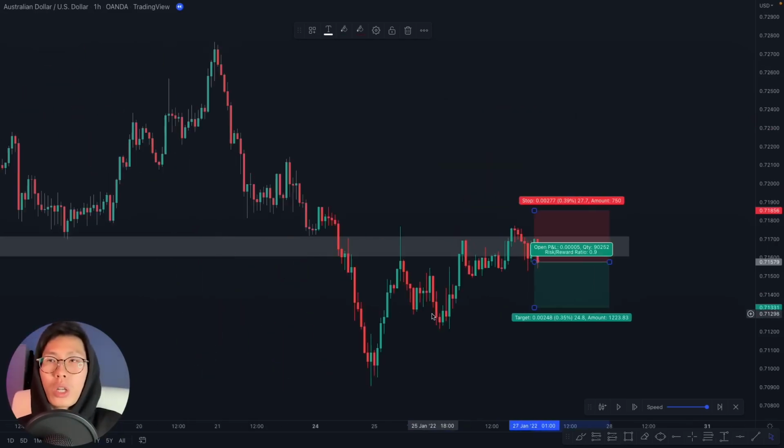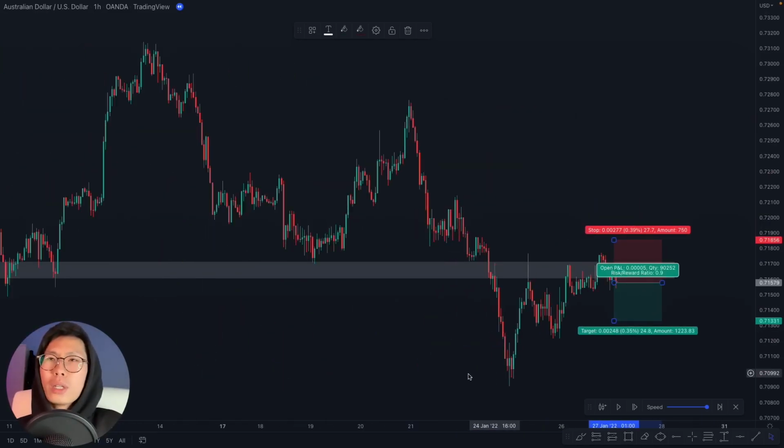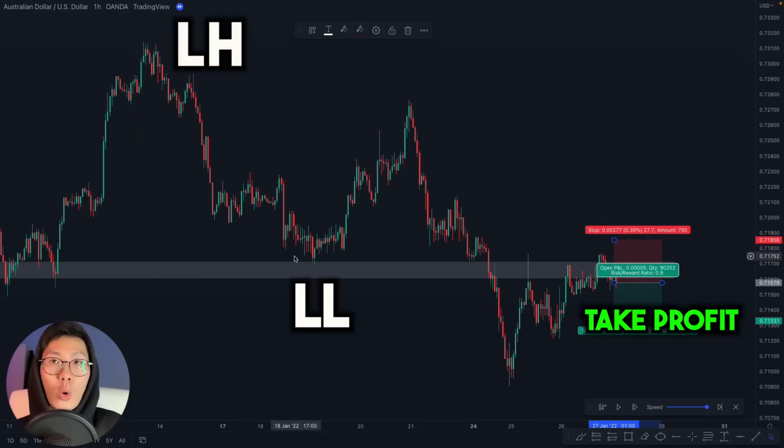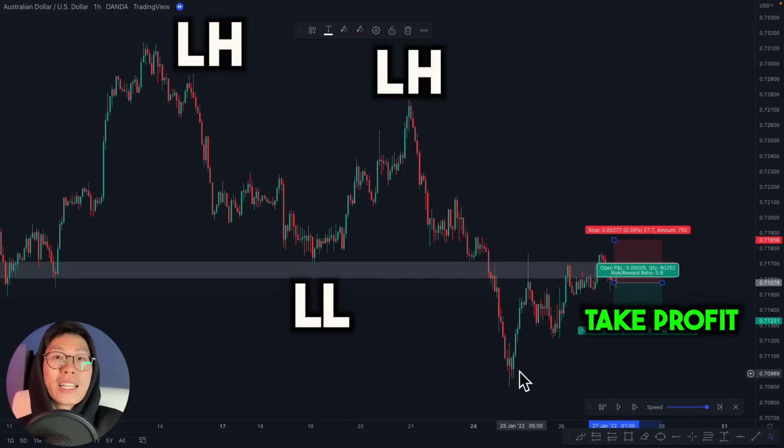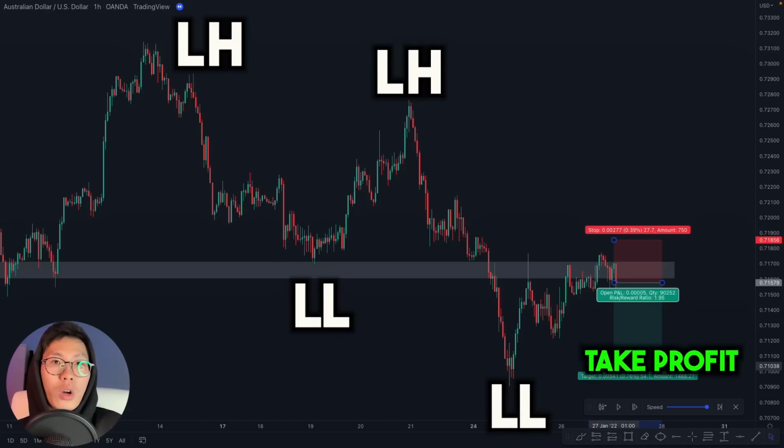So where is the most recent low? If you look towards the left, remember just now we drew our lower low and lower high, lower low and lower high, right? So this is the lower high, this is the lower low, this is the new lower high, and this is the new lower low. This is the most recent low. So I'll place my take profit all the way down there.